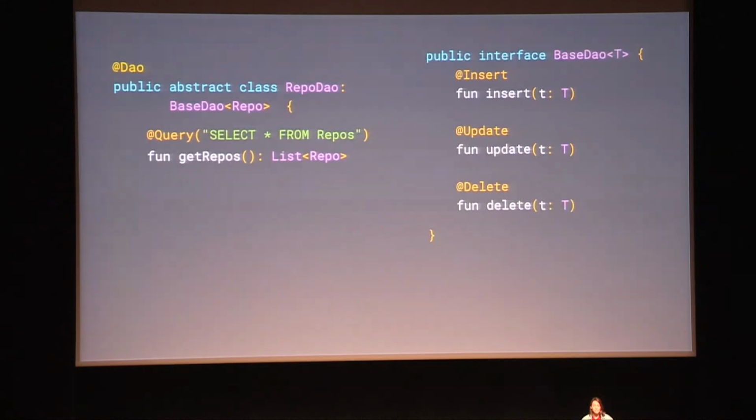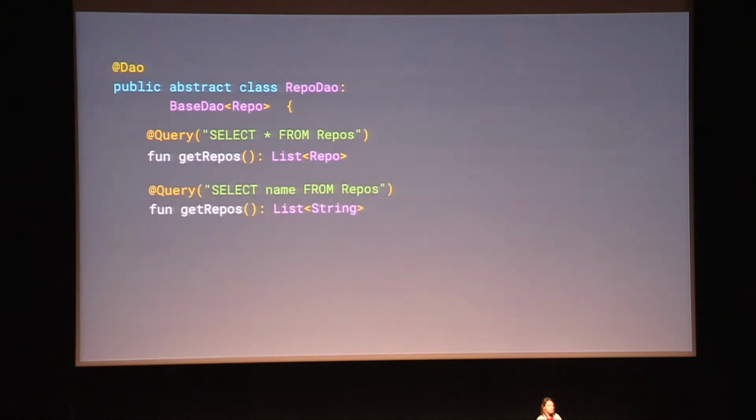Room also supports inheritance. So more precisely, we can define a base DAO that knows how to insert, update, and delete data in a table. But then queries that are specific to each table will have to be defined in each table's DAO. So for example, to actually get the list of repos, we would implement the query inside the repo DAO. So this is because otherwise, Room doesn't know which table you are talking about. You can't really make a table generic.